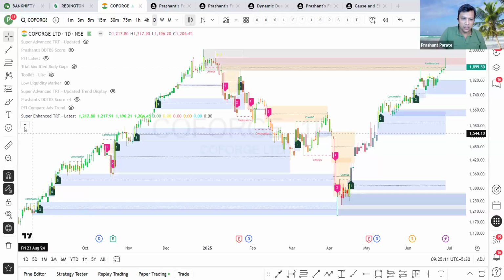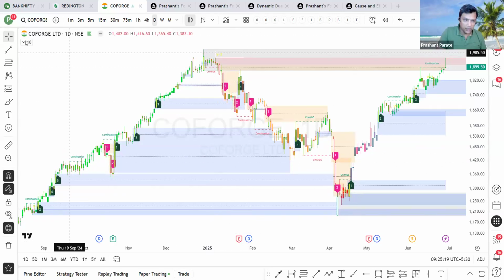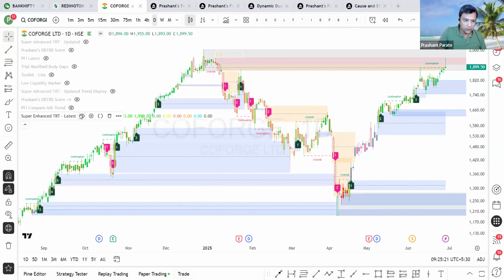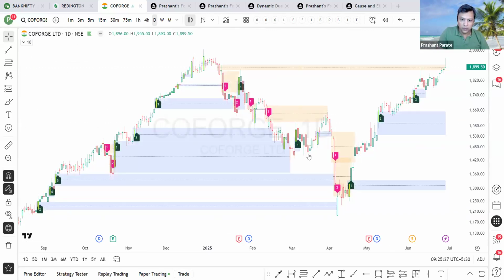This is a chart of PFI, and these are hidden gaps. Only hidden gaps are marked here. Actually, I have combined two things here. These are hidden gaps, so we can see these are the levels of importance, and the market has given importance to this level in the past.